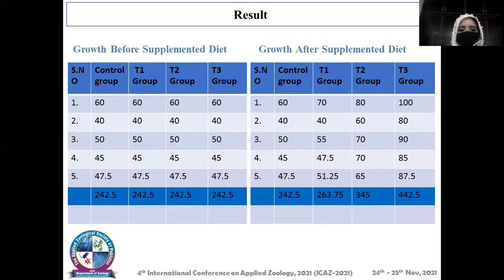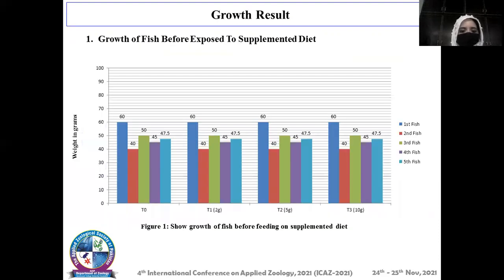Here we are seeing two tables of results. The first table shows growth of each fish in the aquarium before exposure to the supplemented diet. The second table shows growth of each fish after exposure to the supplemented diet. Here we see a clear difference between these two tables, but for further clarification, I have two graphs for these two tables. The first graph is for the first table, and the second graph is for the second table. And we saw a positive effect of supplemented diet on the growth of fishes in these two graphs.